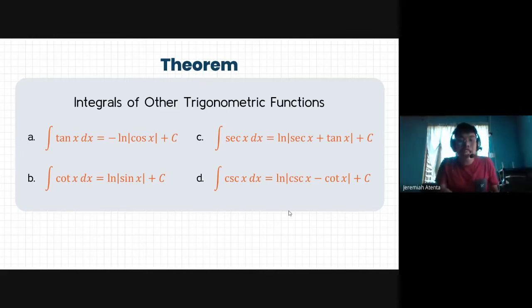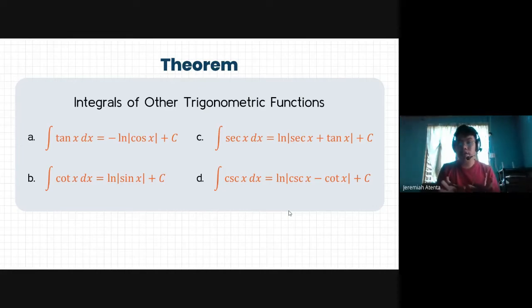Now, what if it is just tangent? What if cotangent? Because it was not given last time. Right? We do not have the integral of tangent or the integral of cotangent. But using anti-differentiation by substitution, we can now derive the formulas for the integral of tangent, cotangent, secant, and cosecant. These formulas were obtained because of integration by substitution. So these are the formulas that came out.